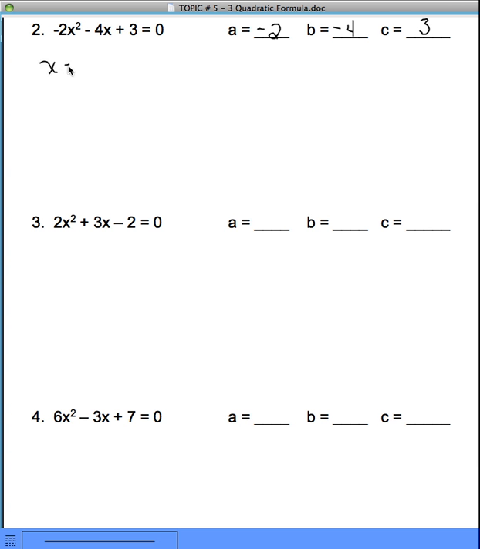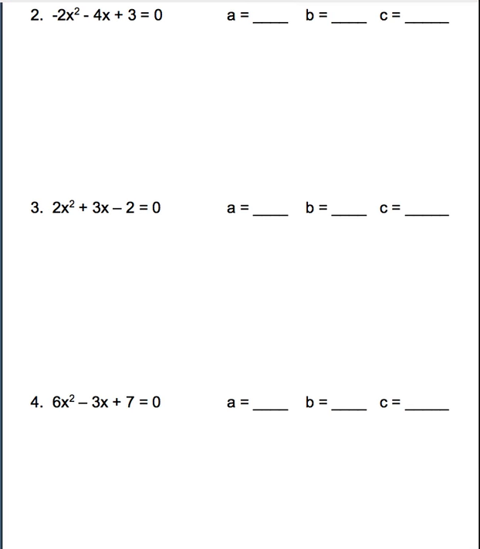We have x equals negative 4, that's your negative b, plus or minus the square root of negative 4 squared minus 4 times negative 2 times 3, that's 4ac, over 2a. 2 times negative 2. All right, if you want to make this a plus negative, you can see that these 2 negatives are going to cancel. A little glitch.